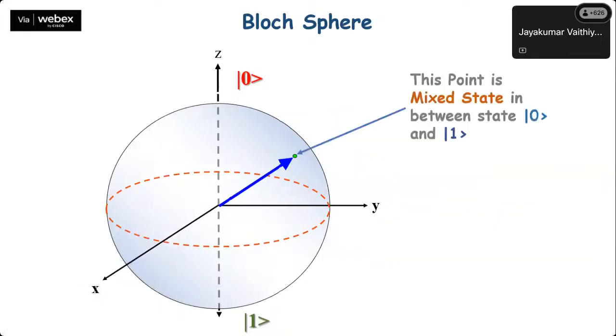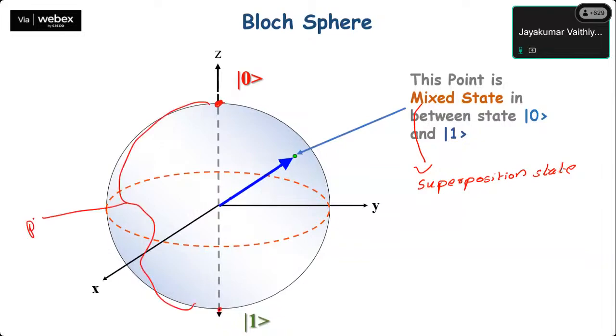Fine? Okay. So how will you describe this point technically? This point is called a mixed state in between state 0 and state 1. In other words, you can say it is a superposition state. These two points are pure states. All other points on this sphere and inside this sphere are called superposition states or mixed states. So this is the analogy.